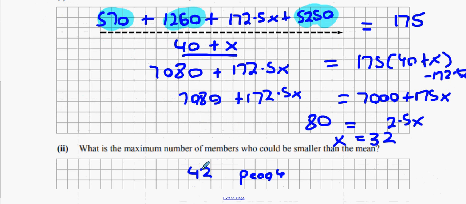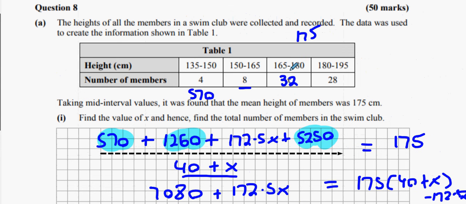What would be the minimum amount of people that would have been smaller than the mean? What could I claim in that case? I could claim that all 32 members are above 175. And the answer in that case would be 12. 12 of them would be below 175. So with mid-interval values, you can claim they're all at the bottom or the top. They could all be 179, or they could all be 165, depending on what you want to claim. All right?